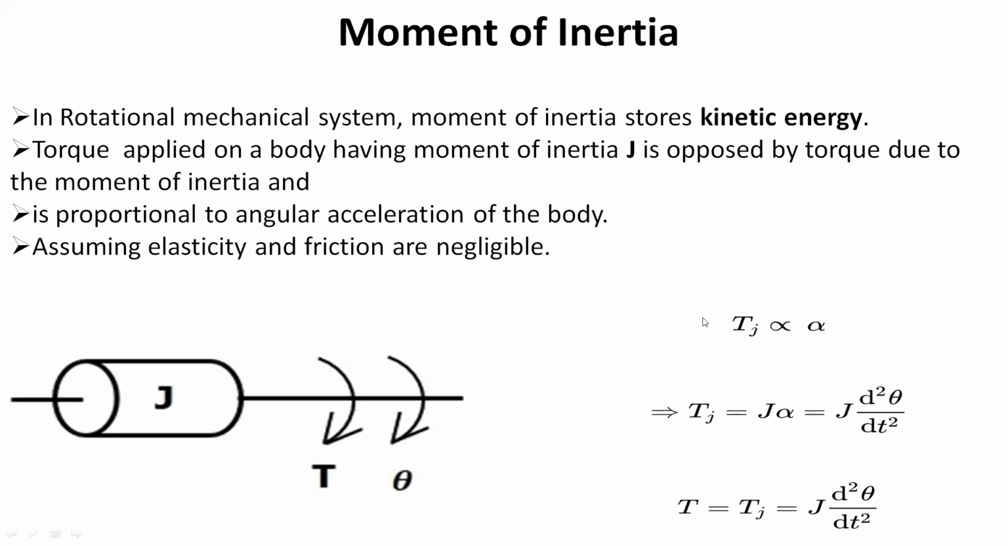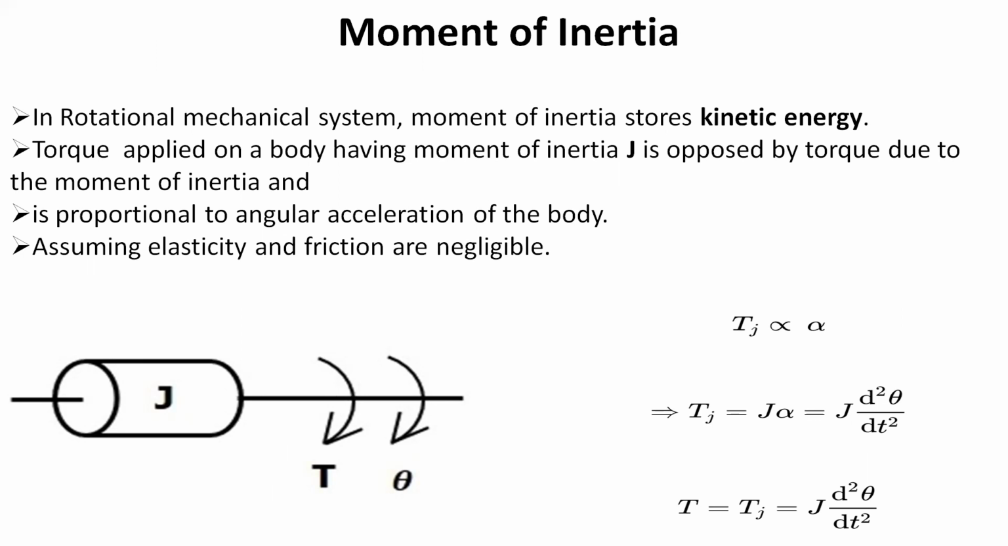The first one is the moment of inertia. In translational mechanical systems, the mass stores kinetic energy. Similarly, in rotational mechanical systems, moment of inertia stores the kinetic energy. If a torque is applied on a body having moment of inertia J, then it is opposed by an opposing torque due to moment of inertia. This opposing torque is proportional to the angular acceleration of the body.